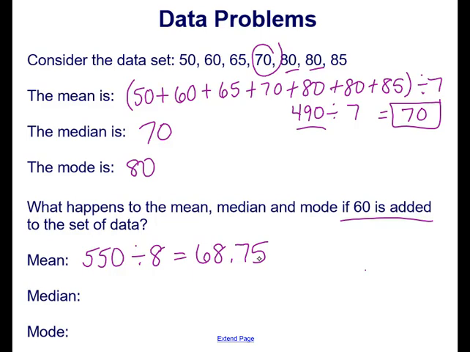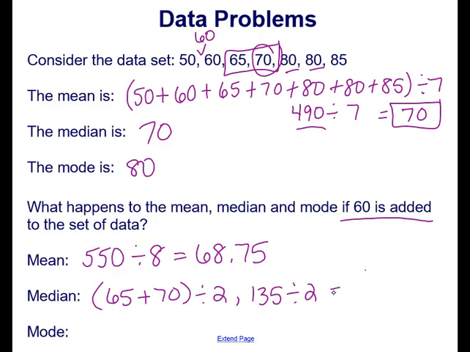Now, if 60 is added to the set of data, we're going to add that in here when it is listed in numerical order. And now we have 8 data points, so the median is going to be actually having to find the mean between 65 and 70. So we would have to find the sum of 65 and 70 and divide by 2. 65 plus 70 gives us a sum of 135. Divided by 2 is going to give us a median of 67.5.